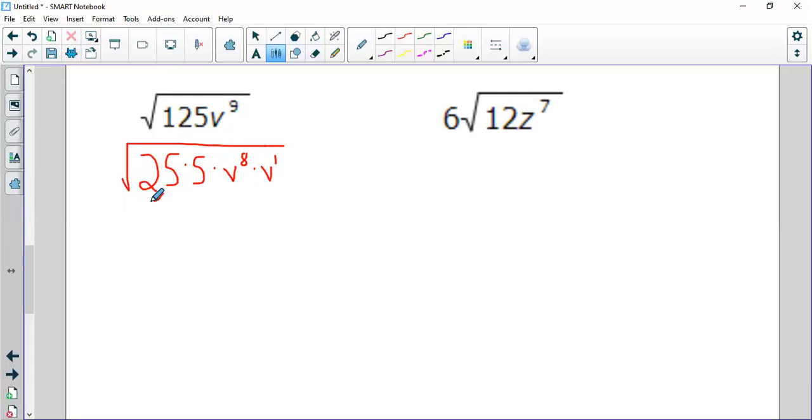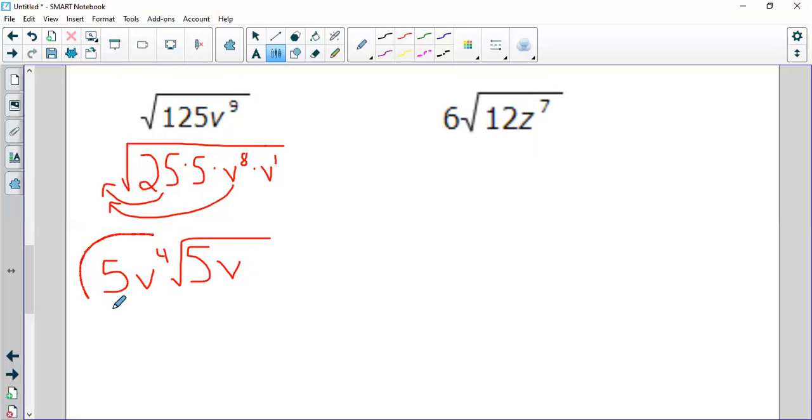And now I remove my perfect squares. 25 is a perfect square. That comes out to become a 5. V to the 8th power is a perfect square. Take the exponent, divide it by 2. That gives me v to the 4th power. Remaining inside the radical, the factors that are not perfect squares, 5 and v. Ta-da.